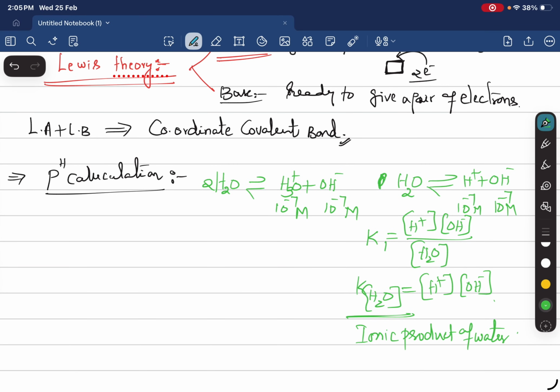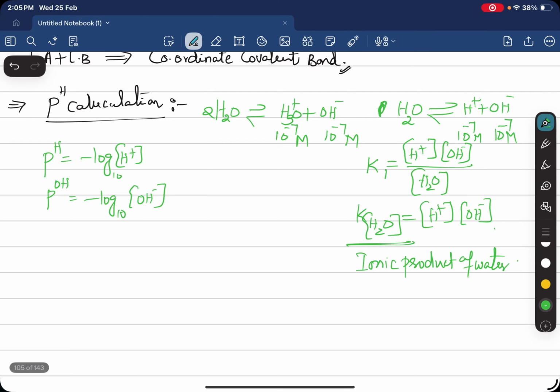From this only we can write the formulas related to pH. So pH equals negative log H plus and pOH equals negative log OH minus, with base 10 everywhere. But in this case, if we increase the temperature, the Kw also increases. Here KH2O we can write as Kw. So as temperature increases, dissociation of water increases, so Kw or KH2O will increase.